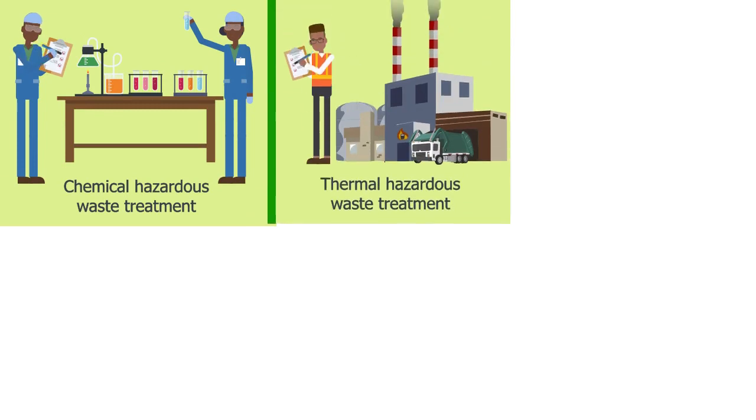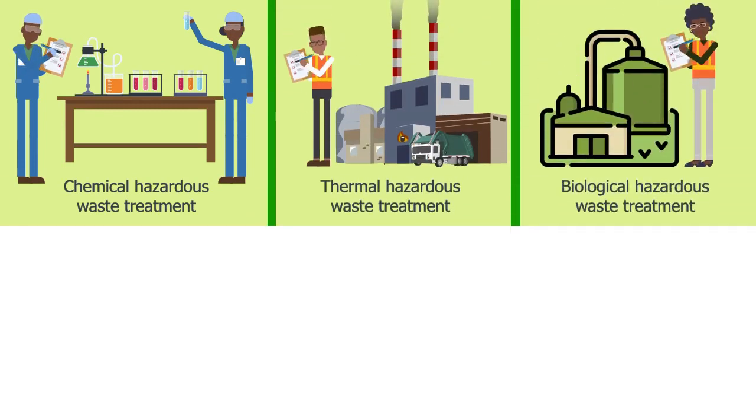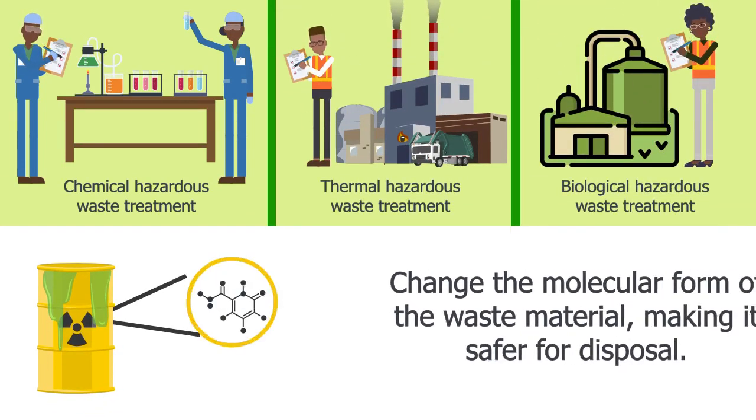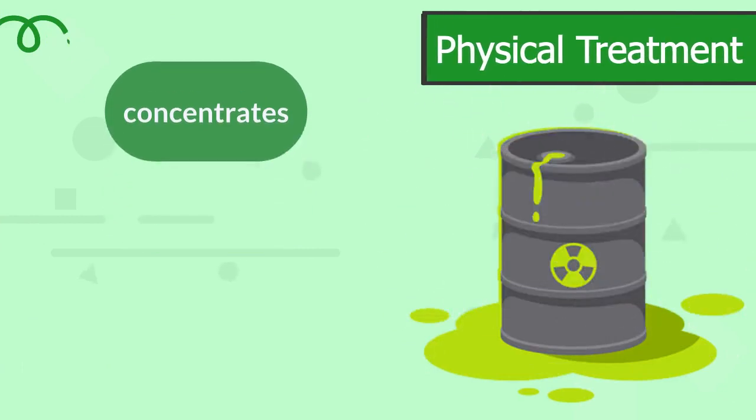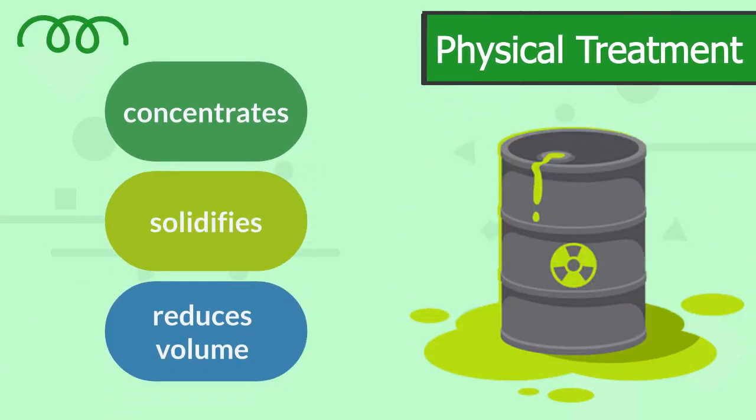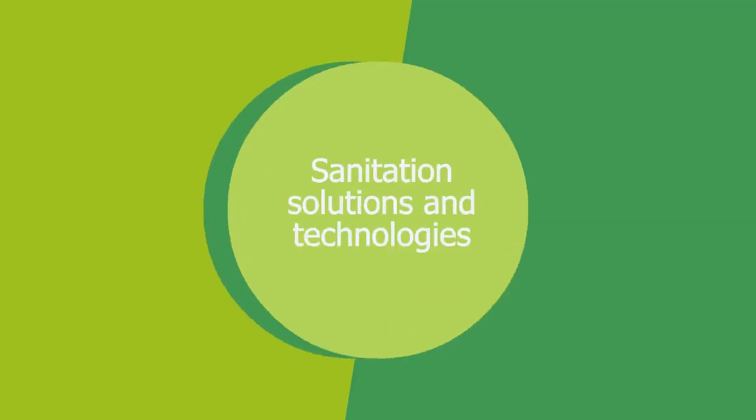Chemical, thermal, and biological hazardous waste treatment methods change the molecular form of the waste material, making it safer for disposal, while the physical treatment, on the other hand, concentrates, solidifies, or reduces the volume of the waste.